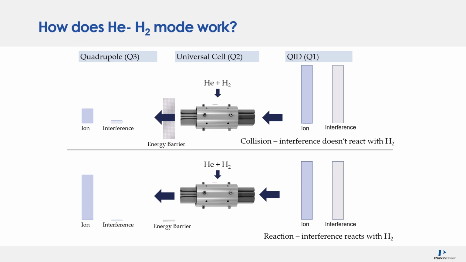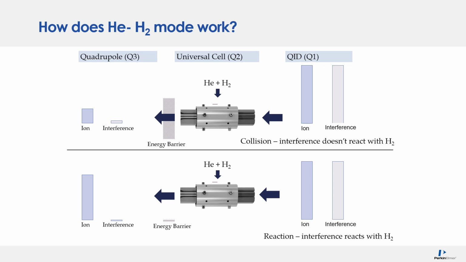Mixed gas mode works in 2 ways. Obviously, a mixed gas will have a combination of 2 different gases, and in this example, we are using a mixed gas of helium and hydrogen. Helium is the common gas that will be used in KED or collision mode, and hydrogen is a gas that can be used for a DRC reaction.